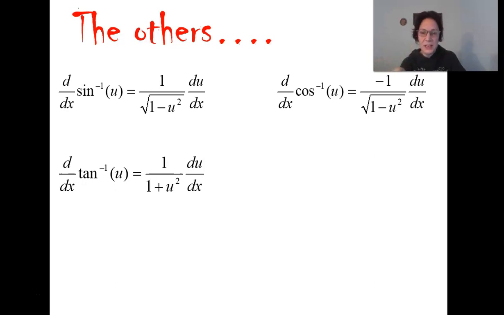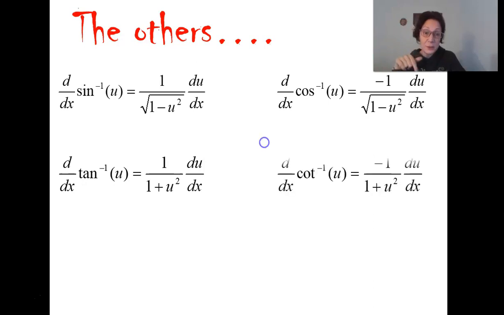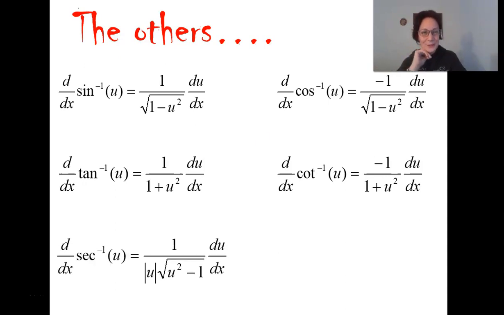Okay, so there's tangent. No square root here. It's just 1 over 1 plus your cloud squared. That's it. So cotangent is literally that with a negative on it. That's it. Okay. Last one. Oh, secant. Secant, of course, has to be the crazy one. Right? Secant has an absolute value of u in it.